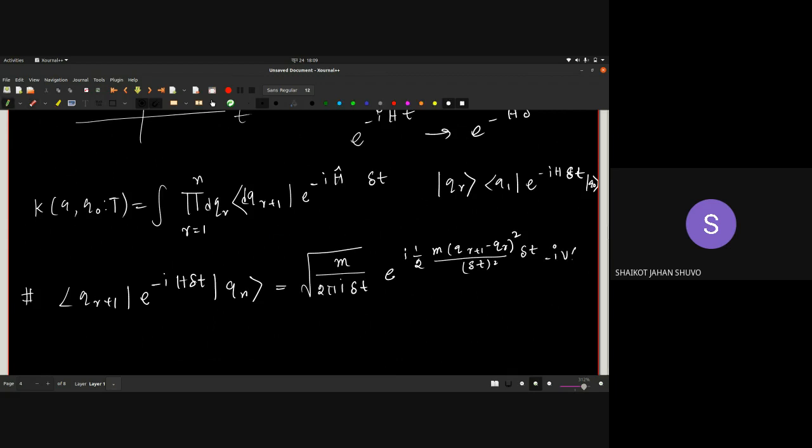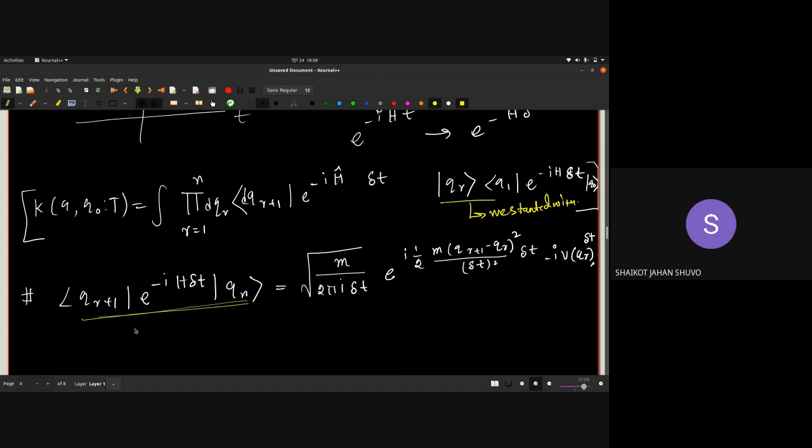Minus i v of q of r, and there is not much space left. There is a delta t as well. So this is the thing that we started with. We started with this, the expression for the kernel. Then we took out, since all the expressions are similar to this one over here, that's why we evaluated these things, right?